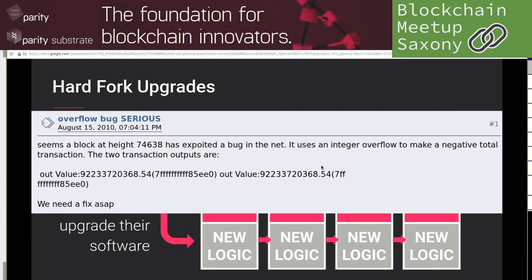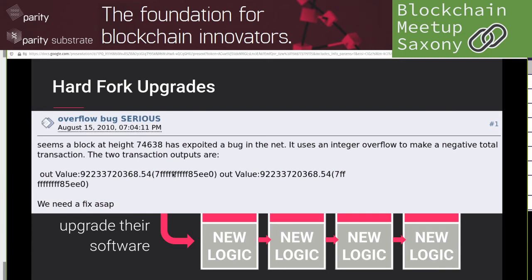Anyway, so this bug existed in Bitcoin. Somebody noticed it, and they submitted a transaction where it created this many plus this many tokens. I don't know quite how big that is, but it's a lot, and it's definitely more than the 21 million tokens that Bitcoin is supposed to max out at. And then they correctly observed, yeah, we need a fix as soon as possible.